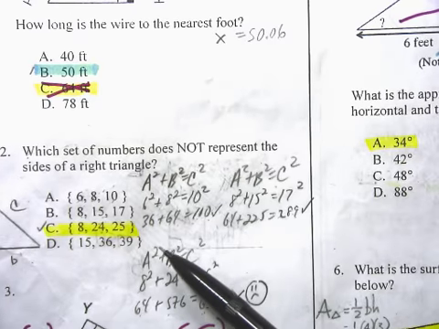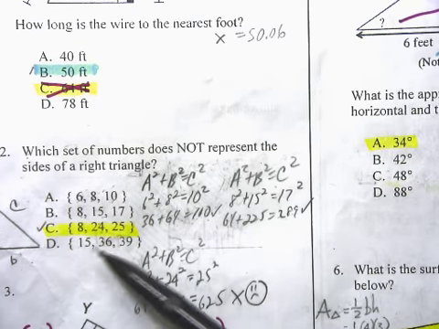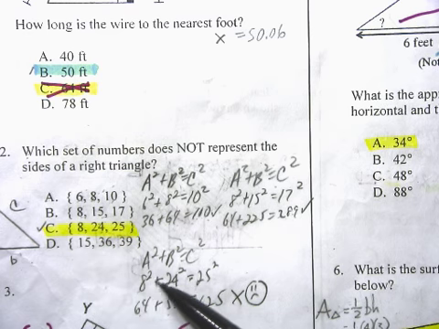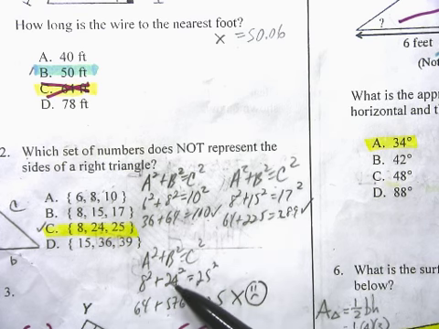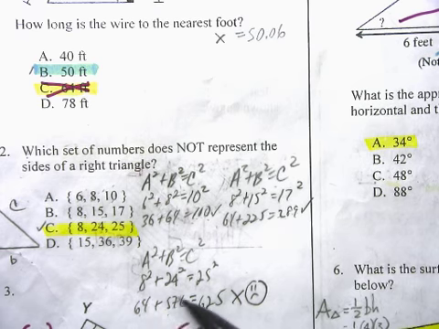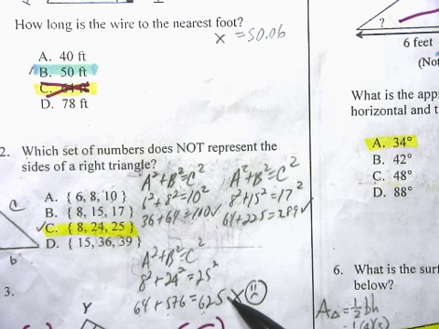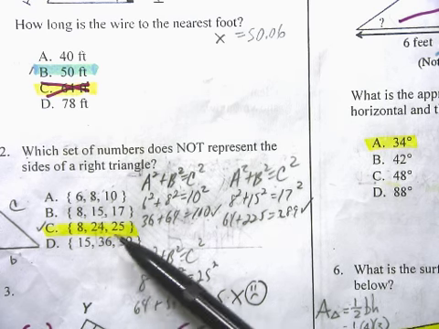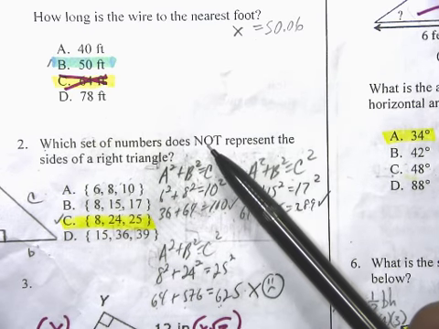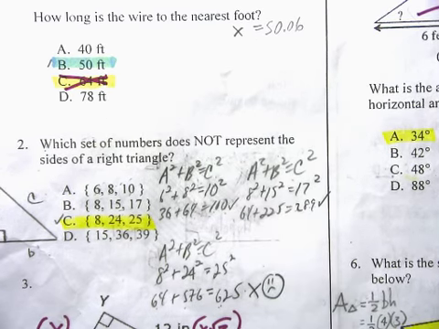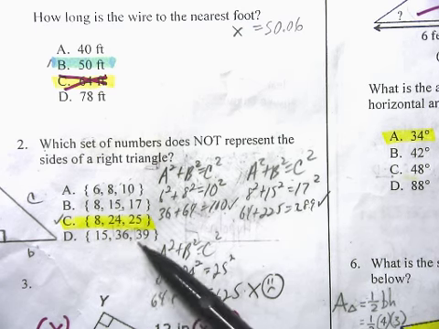Now when I look at choice C, again, here's my Pythagorean theorem. I do 8 squared plus 24 squared, and I hope that's equal to 25 squared. 8 squared is 64, and 24 squared is 576. When you add these two together, it doesn't equal 625. That's why the Pythagorean theorem doesn't work for these numbers, and that's why my answer is C, because the question is asking which does not represent the sides of a right triangle.